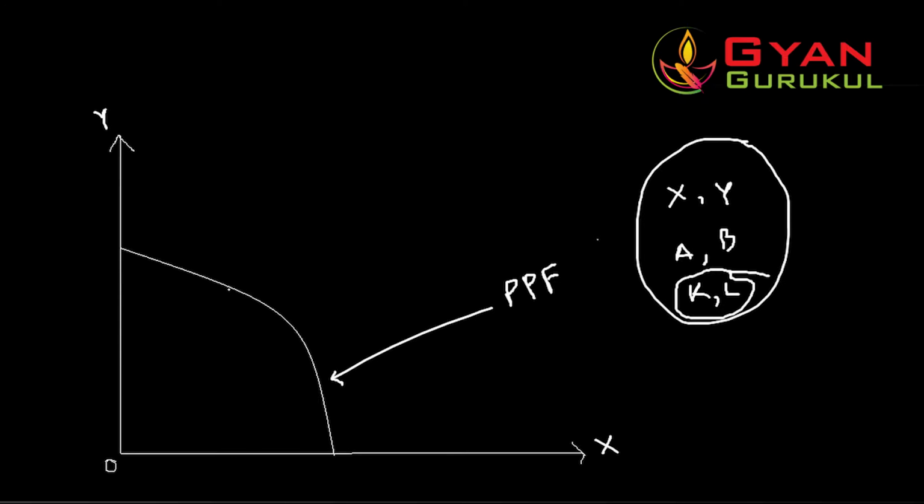Now let's see. Take any one point on this production possibility frontier. Let's say this point is called point A. Point A denotes some amount of X, say x1, and at the same time it also denotes some amount of Y, let's denote this as y1. So x1 and y1 amounts of the two commodities are being produced at this point A. Now when we draw it this way, we also get an Edgeworth box. For each and every point on this curve, we can draw an Edgeworth box.